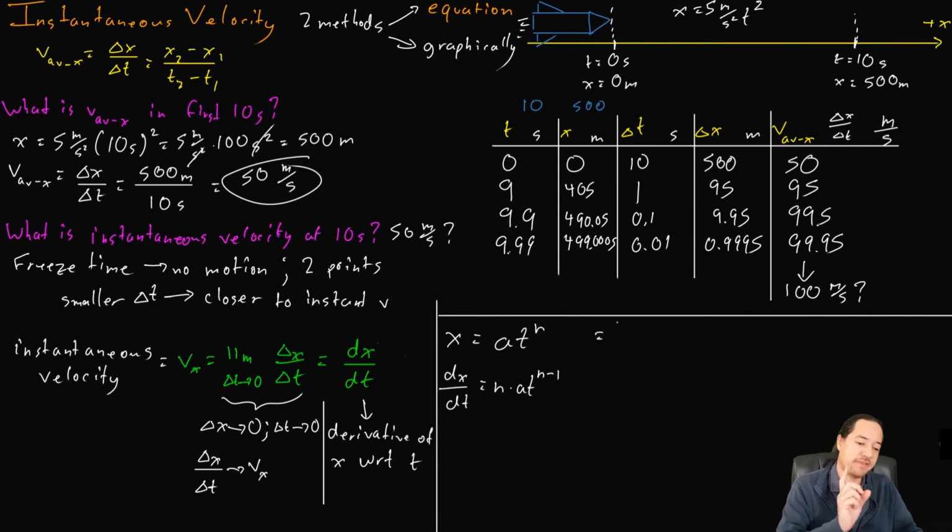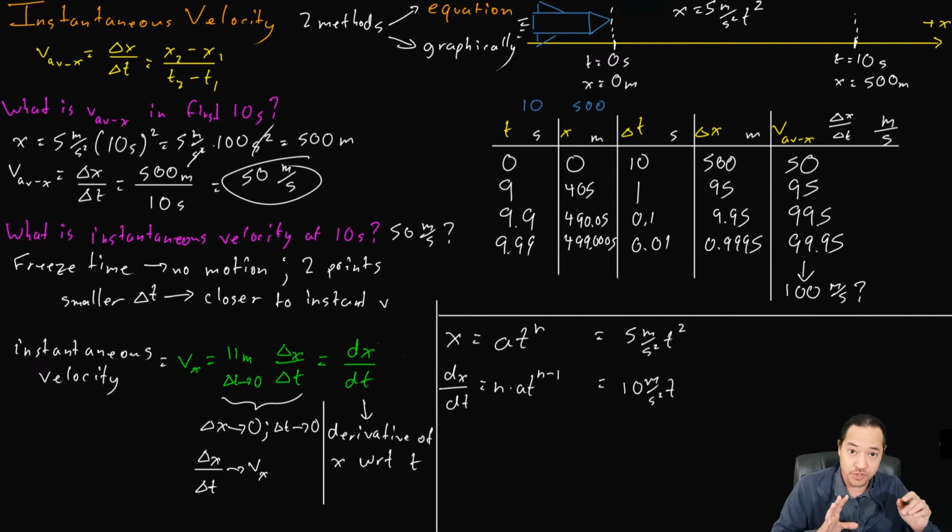Okay, so in our specific example, our x equation over here was 5 meters per second squared times t squared. Okay, so this is our position equation. And to take the derivative of this, we take the n down, so it's 2 times 5, which is 10 meters per second squared, t to the power of 2 minus 1, which is just 1, which I don't have to write. So it's going to be 10 meters per second squared times t.